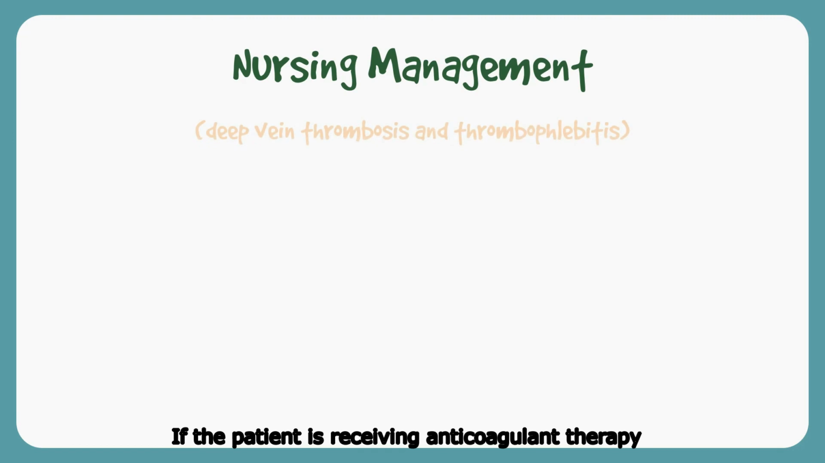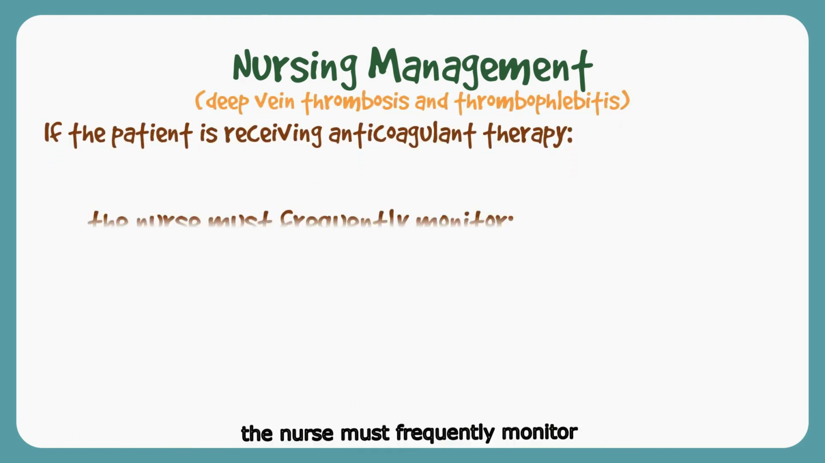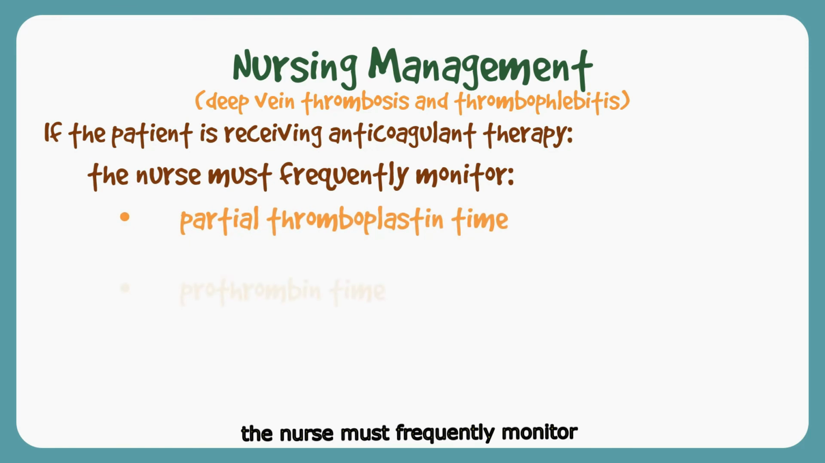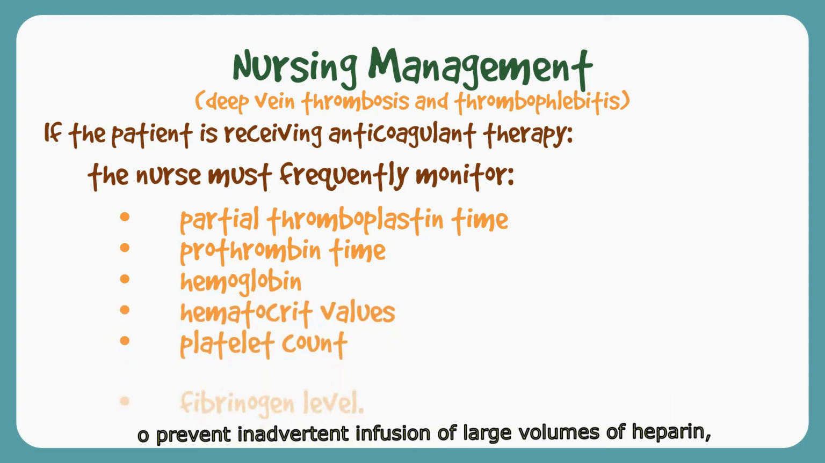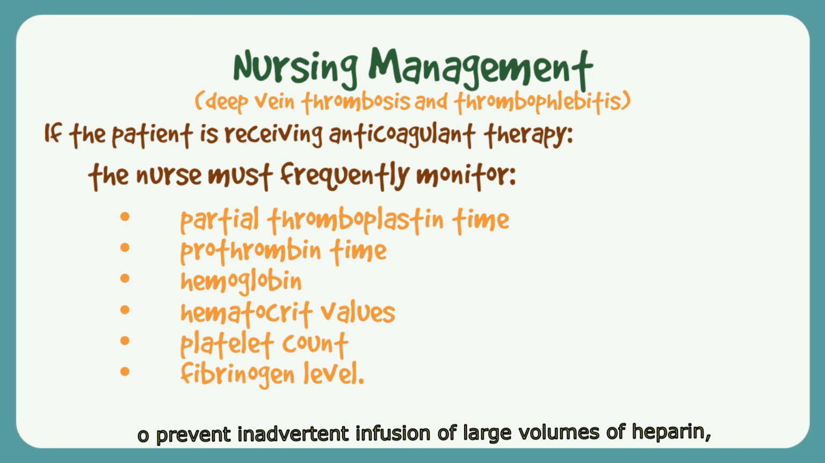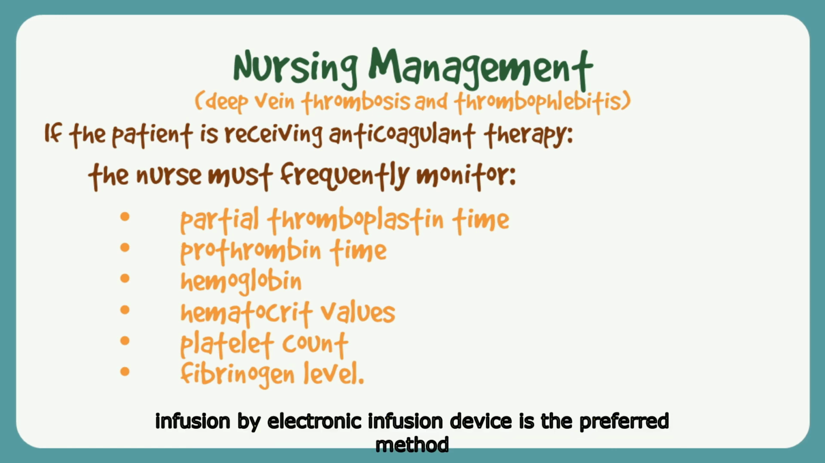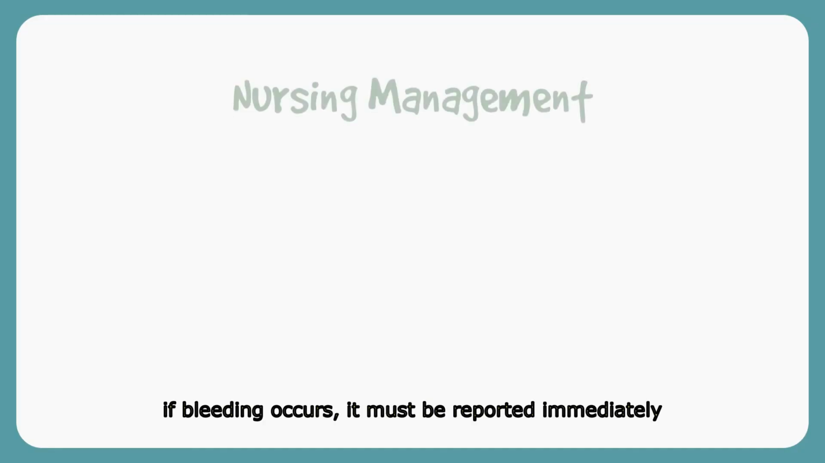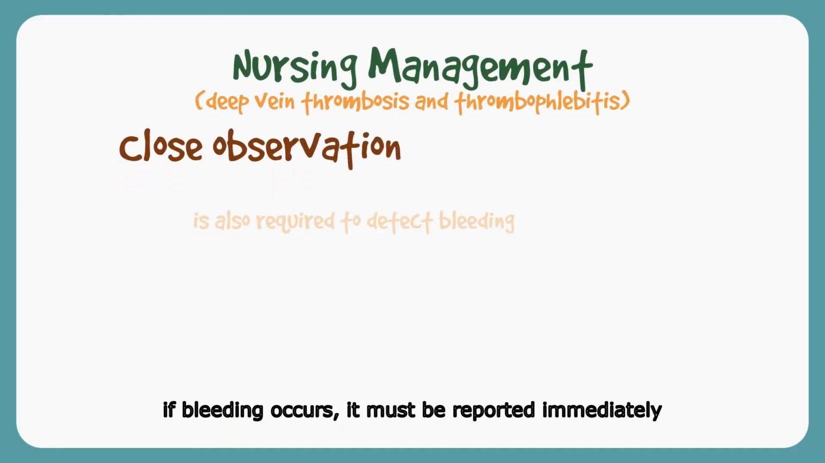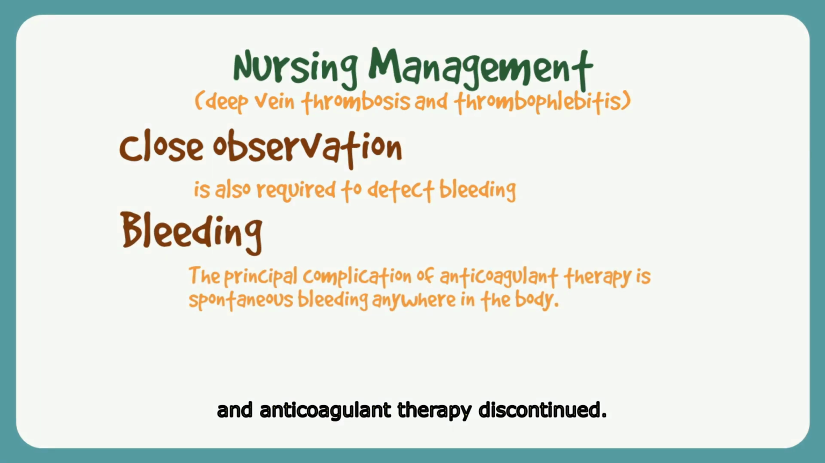If the patient is receiving anticoagulant therapy, the nurse must frequently monitor prothrombin time, hemoglobin and hematocrit values, platelet count, and fibrinogen level, and prevent an inadvertent infusion of large volumes of heparin, which could cause hemorrhage. Continuous intravenous infusion by electronic infusion device is the preferred method of administering unfractionated heparin. If bleeding occurs, it must be reported immediately, and anticoagulant therapy must be discontinued.